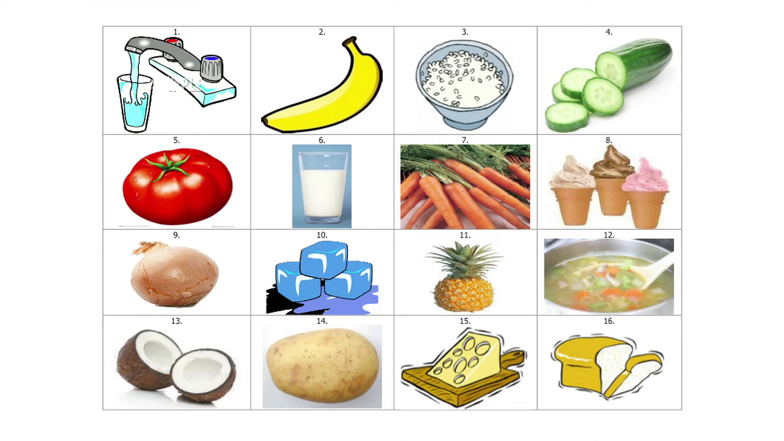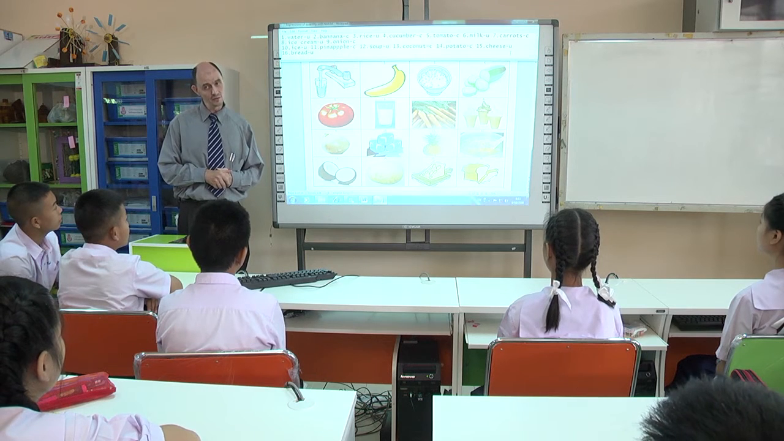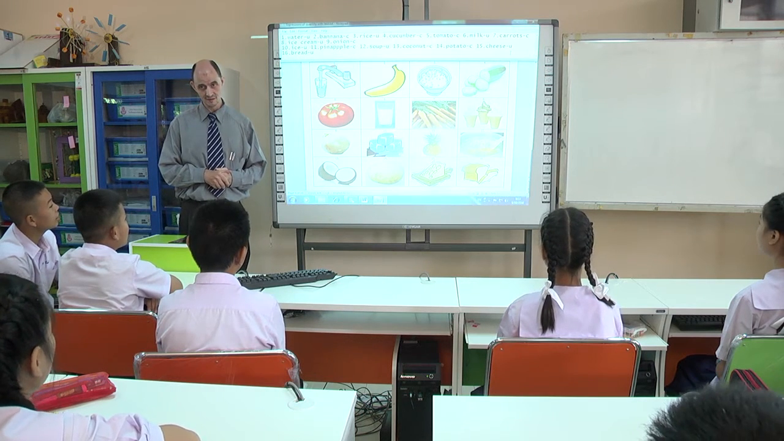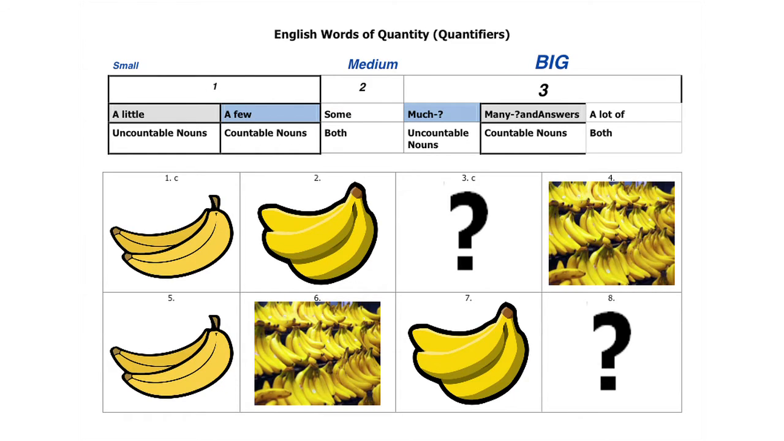Number 14. What is it? Tomato. Good. Is it countable or uncountable? Countable. Good. Number 15. What is it? Cheese. Good. Is it countable or uncountable? Uncountable. Very good. Number 16. What is it? Bread. And is it countable or uncountable? Uncountable. Excellent.